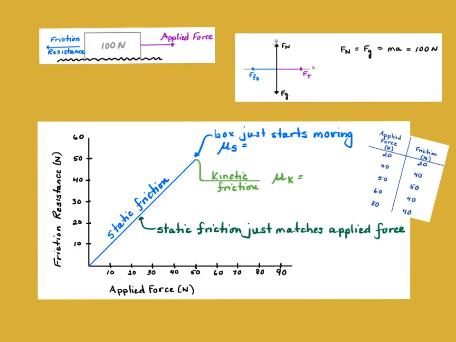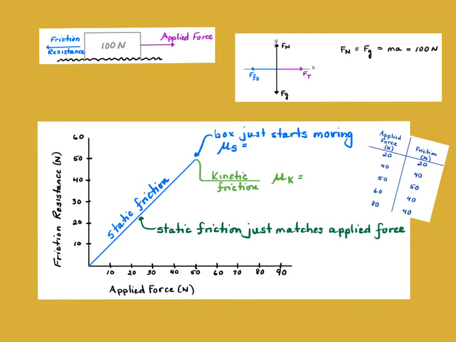So if we had this box, we have a 100 Newton box and I'm pulling on it. Okay, we're pulling it to the right. If I used a force probe, I could measure both the force I'm applying and the force of friction. We'd get a diagram that looks something like this. And there's a lot going on here, so let's talk about it a little bit, okay?